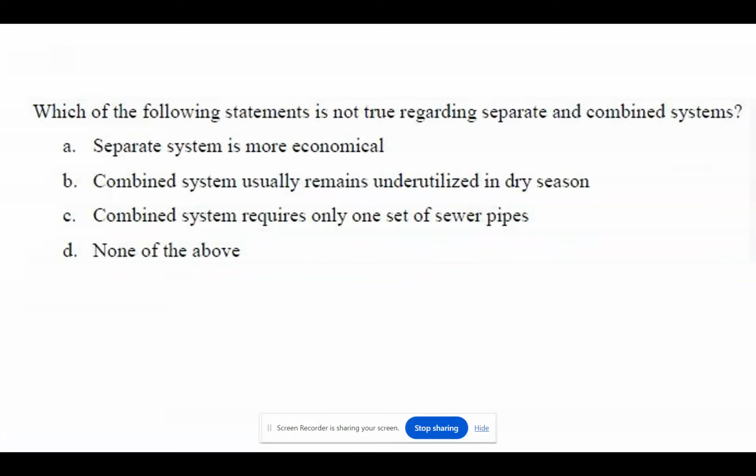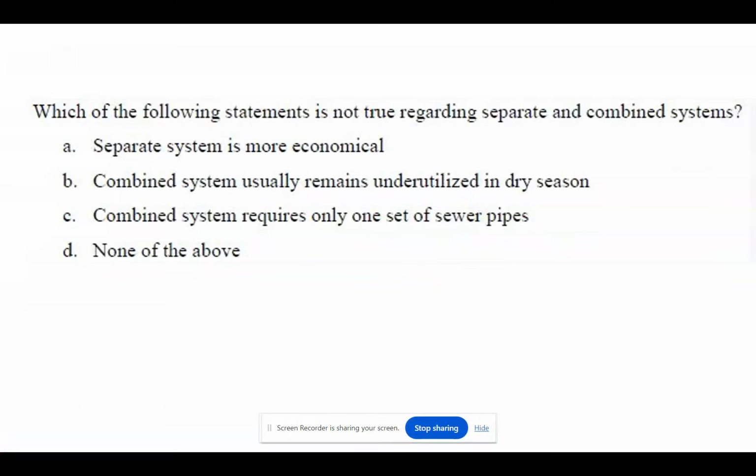Which one? According to you, it says C, combined system requires only one system, which is not true. See, you have to identify which is not true. Okay, the question is the statement which is not true. So for C, it is, see, combined system requires only one set of sewer pipes. It is right, right? The question was which statement was not true.